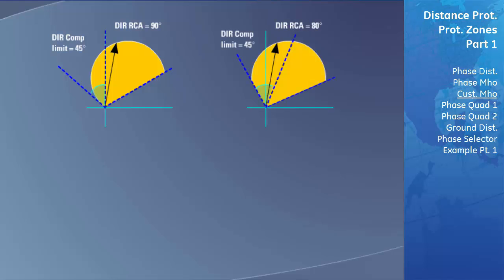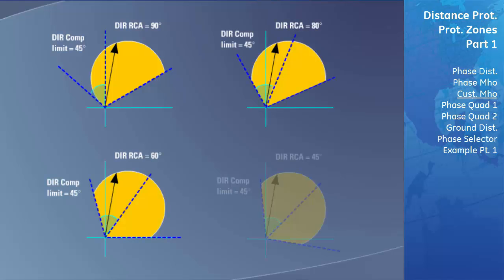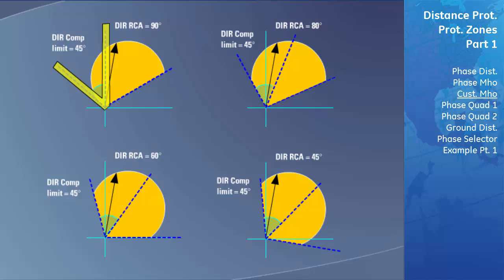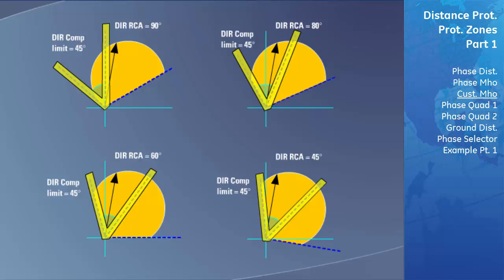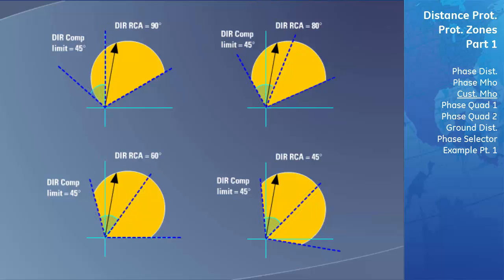By changing the Directional Reach Characteristic Angle, you can change which part of the MHO circle is being cut off. As seen here, the Directional Comparator Limit Angle does not change, but by changing the Directional Reach Characteristic Angle, you can drastically change how much resistive area is included in the MHO characteristic.